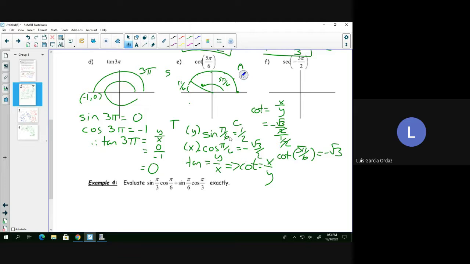So how I got negative root 3 was because of negative cos pi over 6. That gives us negative root 3 over 2. And sine of pi over 6 gives us 1 over 2. And because tan is equal to y over x, that means cotangent is equal to x over y. So all we're doing is taking negative root 3 over 2 and dividing it by 1 over 2. The 2's cancel out because if you were just to divide them normally, the 1 over 2 would just flip. So the 2's would cancel out anyways, and you're just left with negative root 3.